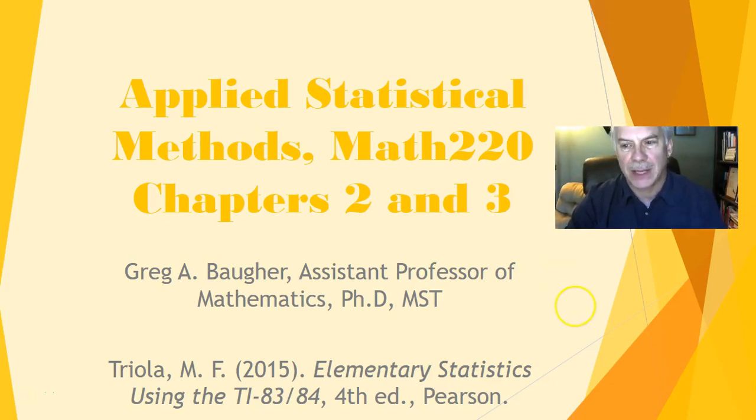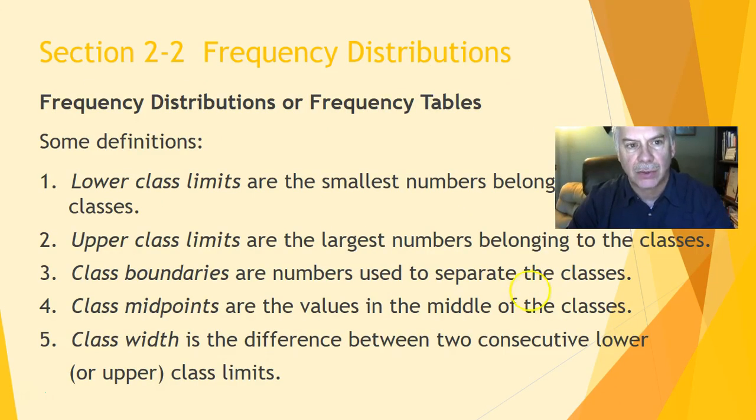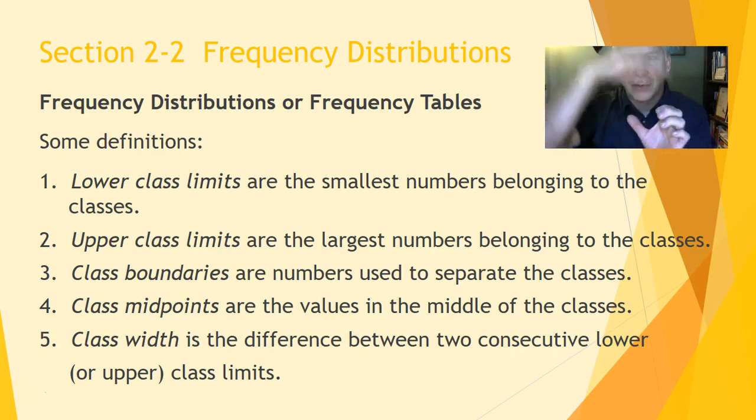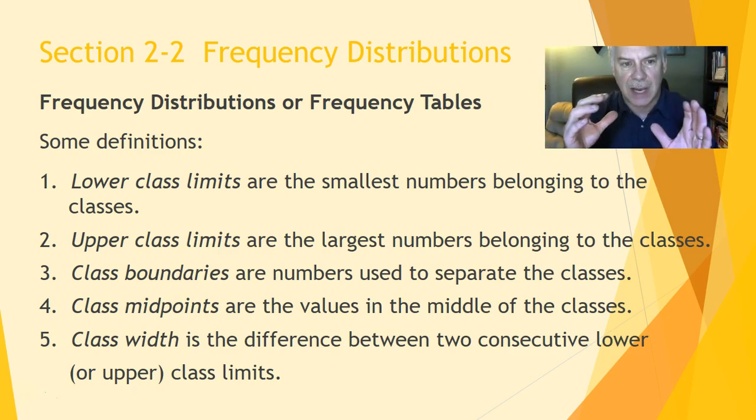We're going to look now at chapters 2 and 3, or at least almost all the sections in chapters 2 and 3 of Triola's text. So first of all, a frequency distribution basically shows the various classes and the frequency of occurrence in those classes.